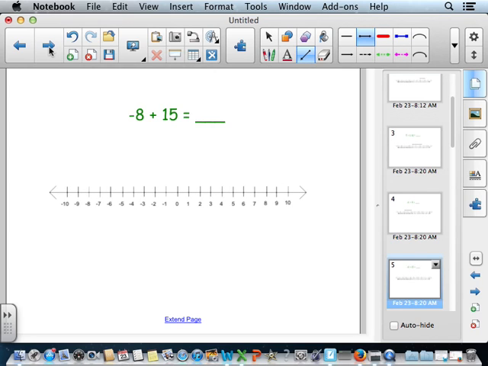Here I'm starting with negative 8 and I'm adding 15. If I start on the number line at negative 8 and I add 15, my number will get larger by 15, so I know that I need to move to the right 15 spaces. Starting at negative 8 and moving to the right, 1, 2, 3, 4, 5, 6, 7, 8, 9, 10, 11, 12, 13, 14, 15, I end up at positive 7. So negative 8 plus 15 is 7.